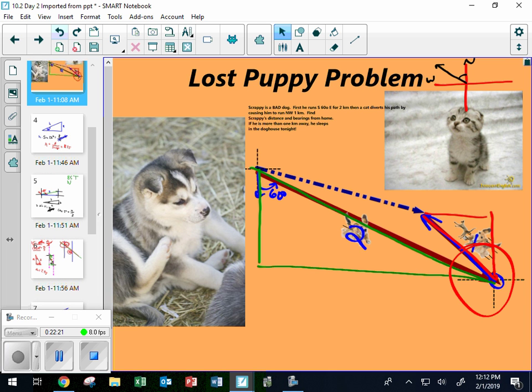Now the big hoo-ha at the end is, can you figure out this triangle right here? But don't even try until you've figured out the other red one and the green one. All right, I'm going to pause while you work on that for a bit.